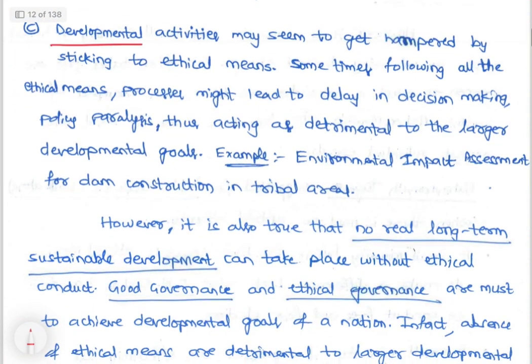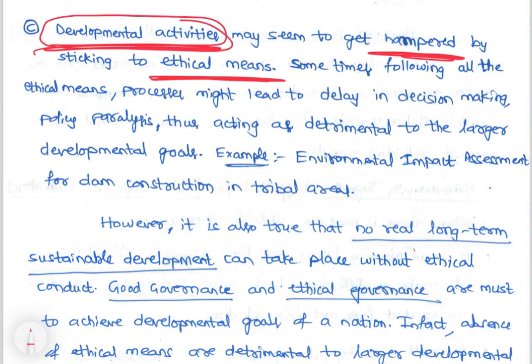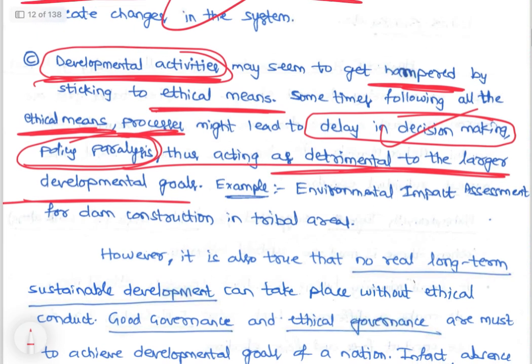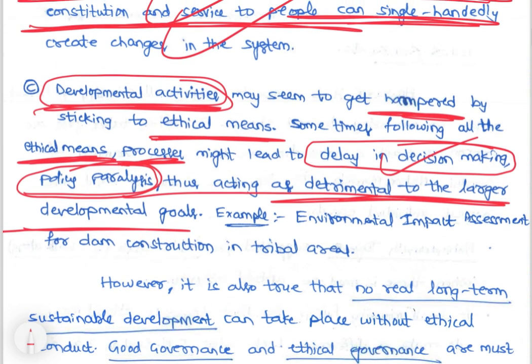See, developmental activities may seem to get hampered by sticking to ethical means, right? Many times, following all the ethical means and processes might lead to delay in decision making, then might lead to policy paralysis, thus acting as detrimental to the larger developmental goals, right? Delay in decision making and policy paralysis from following ethical activity.